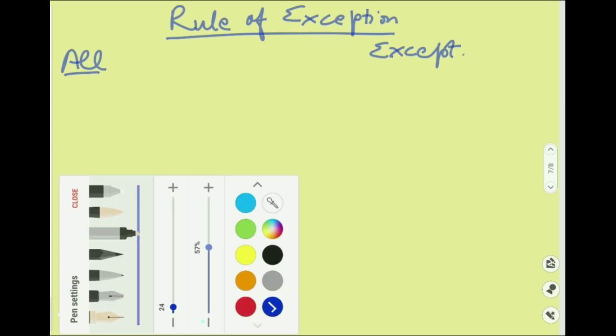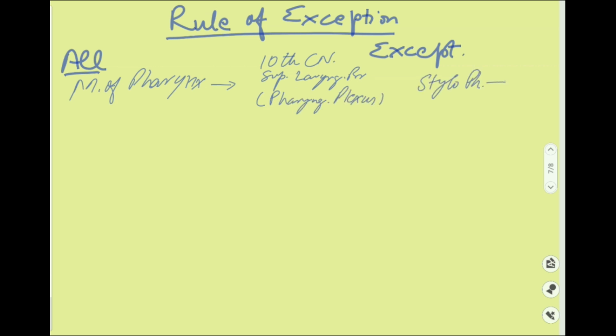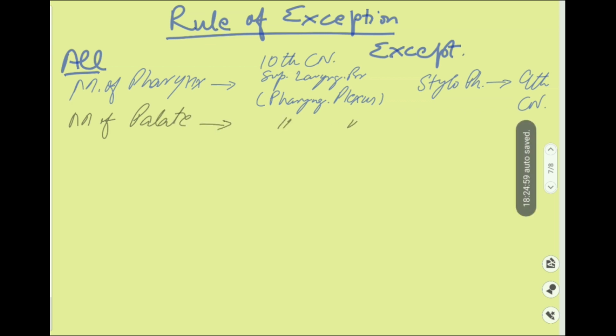Now the rule of exception, that is all minus 1. All the muscles of pharynx are supplied by cranial nerve number 10 through pharyngeal plexus except stylopharyngeus, that is 3rd arch muscle, and will be supplied by the 9th cranial nerve. All the muscles of palate will be supplied by cranial nerve number 10 through pharyngeal plexus except the tensor veli palatini, that is arch 1 muscle, and will be supplied by the cranial nerve number 5.